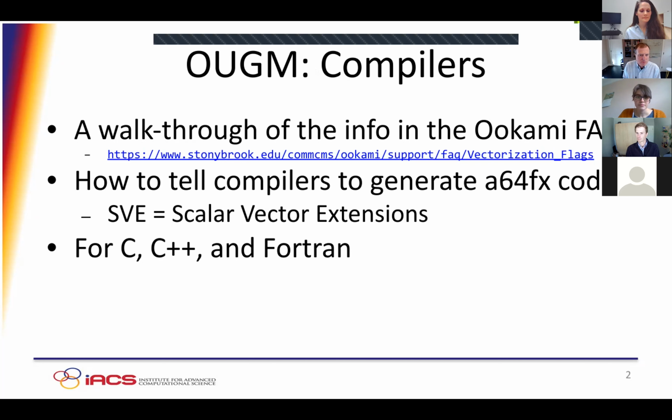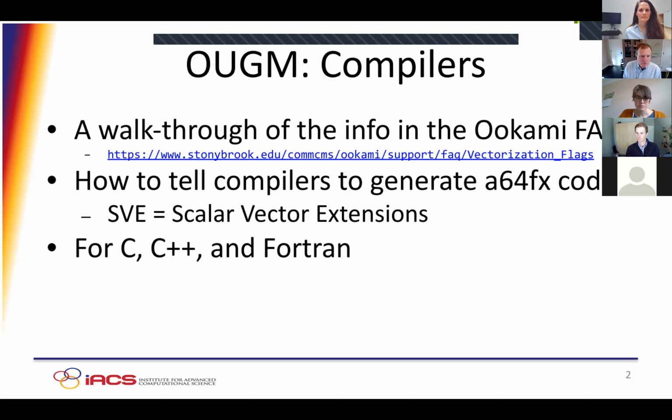The issue with FAQs, having been in charge of them before, is that sometimes you know what you want in there and you know what's in there, but other people don't. So I thought I'd just do a walkthrough of this, and then we can sort of see in real time what the tricks are to tell the compilers to do interesting things.